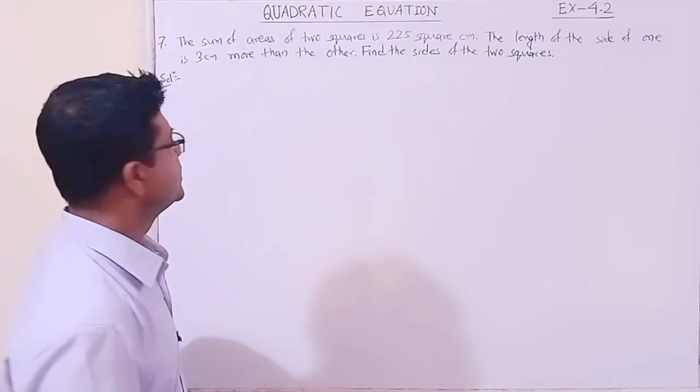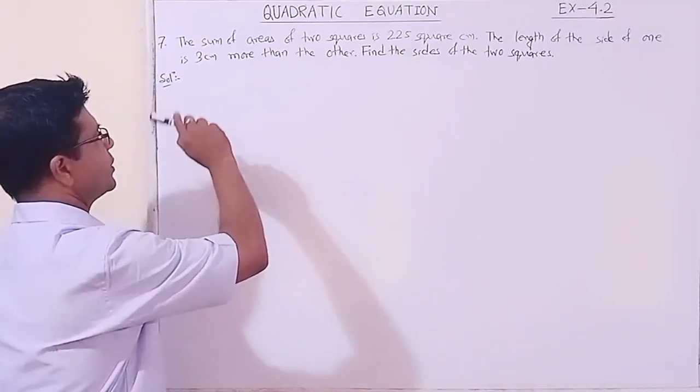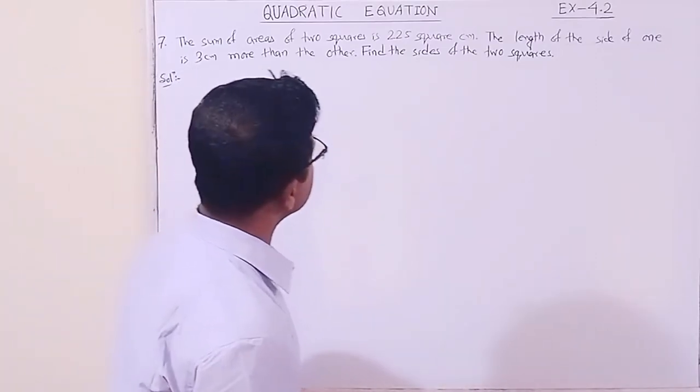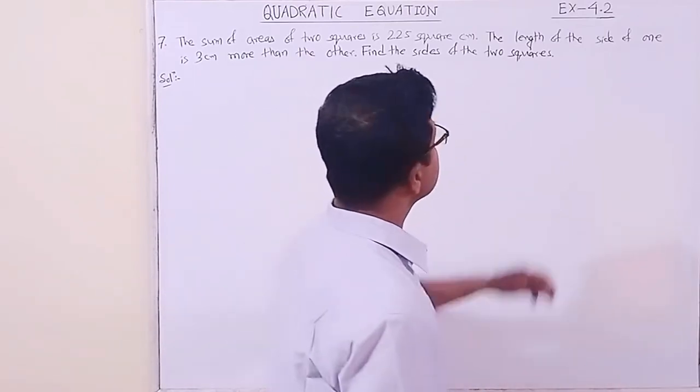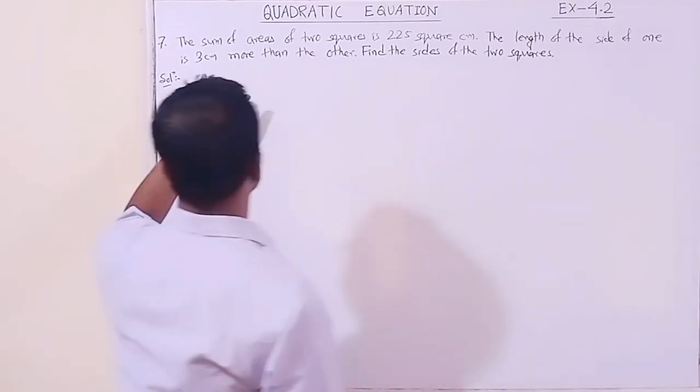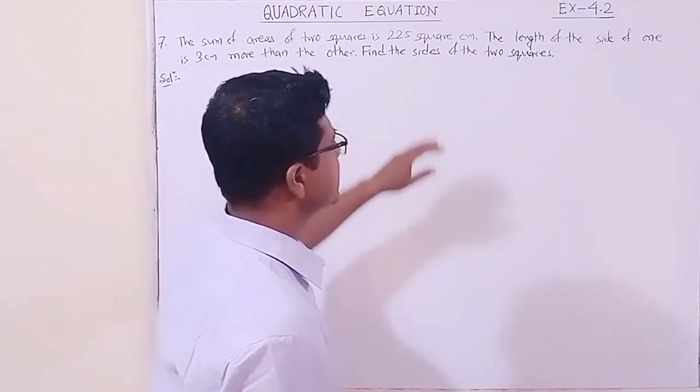Alright, for that, my beloved students, we have taken question number 7. The question is: the sum of areas of two squares is 225 square centimeter. The length of the side of one is 3 centimeter more than the other. Find the side of the square.